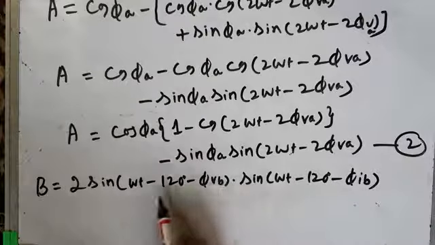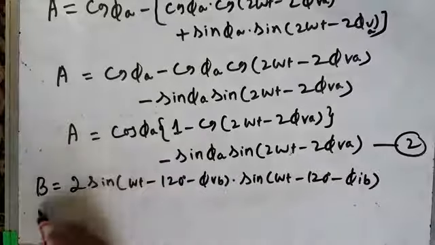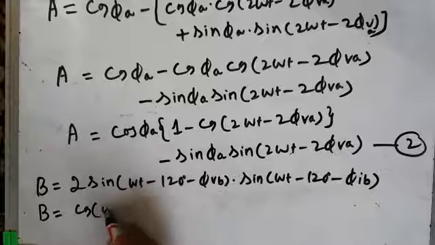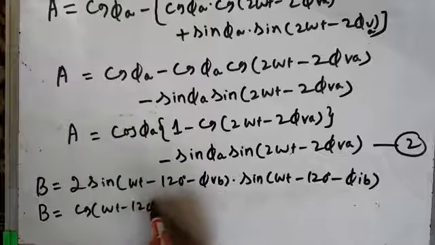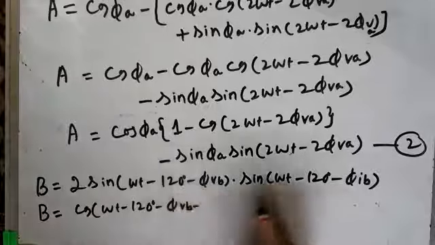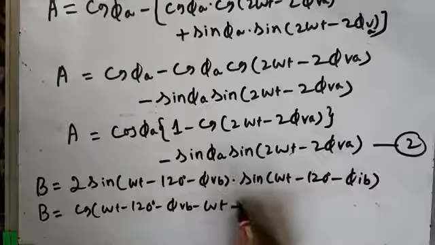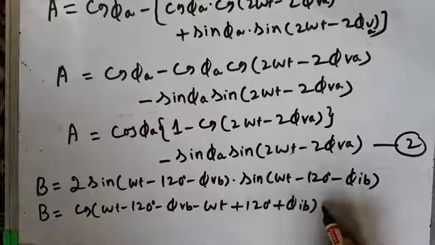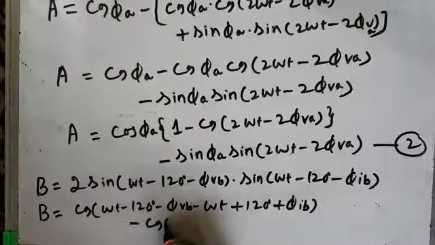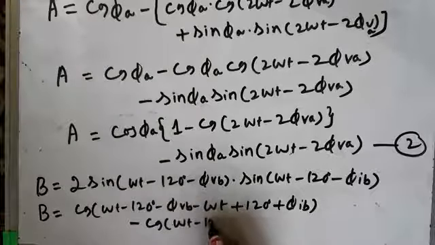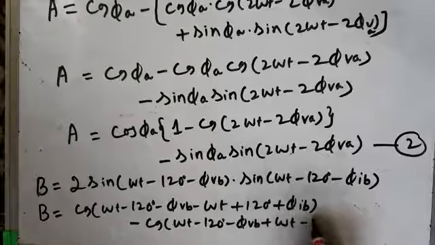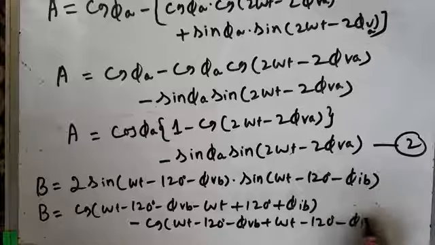Now here also this is 2 sine A sine B, and 2 sine A sine B is cos of A minus B minus cos of A plus B. So therefore b is equal to cos of A minus B. A is omega t minus 120 degrees minus phi vb, B is omega t minus 120 degrees minus phi ib, so A minus B is phi ib minus phi vb. Minus cos of A plus B, where A plus B is omega t minus 120 degrees minus phi vb plus omega t minus 120 degrees minus phi ib.